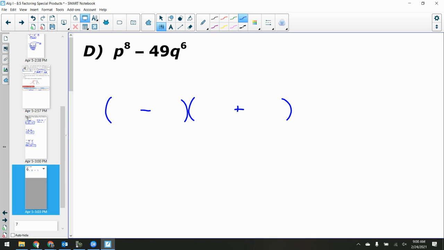To find the square root of the variable, you just divide the exponent by 2. So p to the 4th. And then I square root 49, I get 7. We just check that in our calculator. Q to the 6th becomes q to the 3rd. And there's my answer.